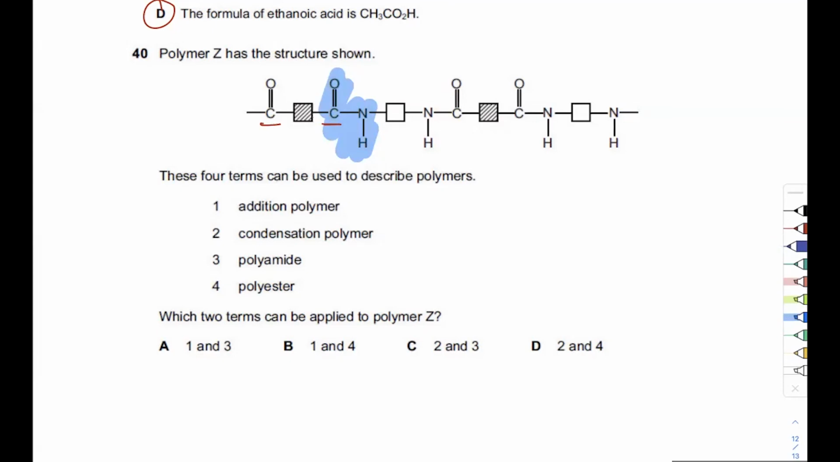So let's see what is true. It's an addition polymer. No, it has a linkage. It is a condensation polymer. It is a polyamide. Yes. It's not a polyester because the linkage is not ester. So judging by that, it's 2 and 3. So the answer is C, and that brings us to the end of this paper.